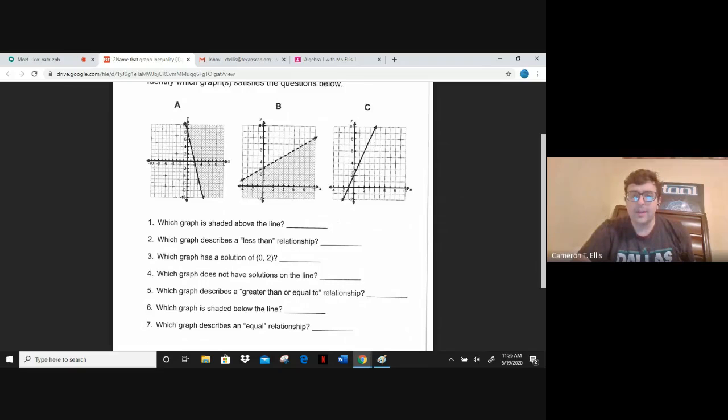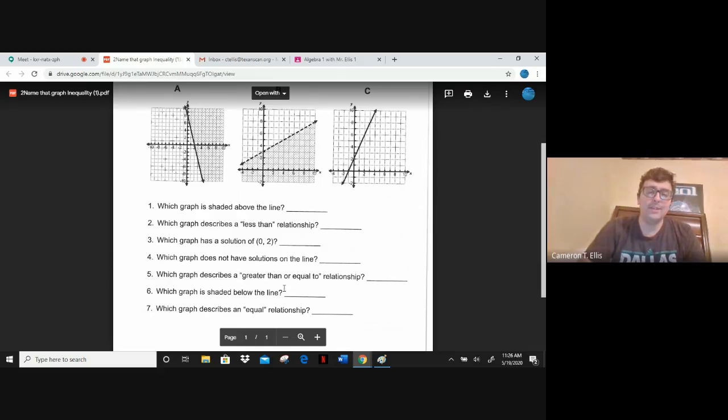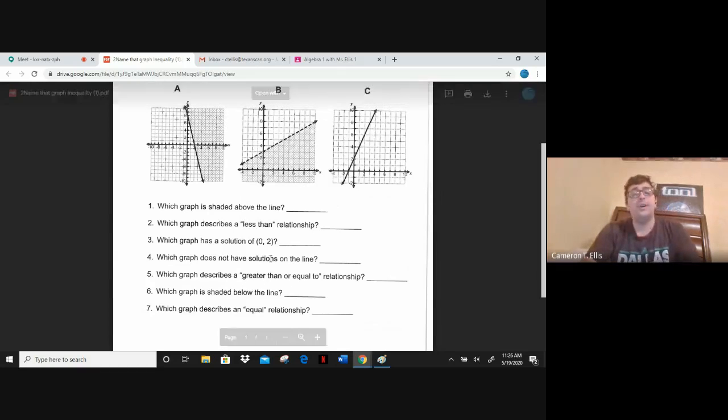I think so. And then C, 0, 2, and now it's on the line. But remember that it's okay if it's on the line as long as the line in question is a solid line. So is C a solid line? If it is, it's got to be C2, right? Which graph does not have any solutions on the line?